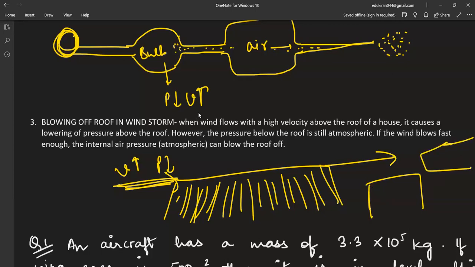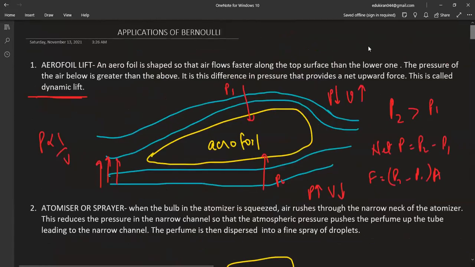So see, when wind flows with a high velocity above the roof of a house, it causes lowering of the pressure. However, pressure below the roof is still atmospheric. Below the roof here, it is still atmospheric. So if the wind blows fast enough, internal pressure can blow the roof off. So these are the applications of Bernoulli's through which actual applications occur. Write these down quickly.